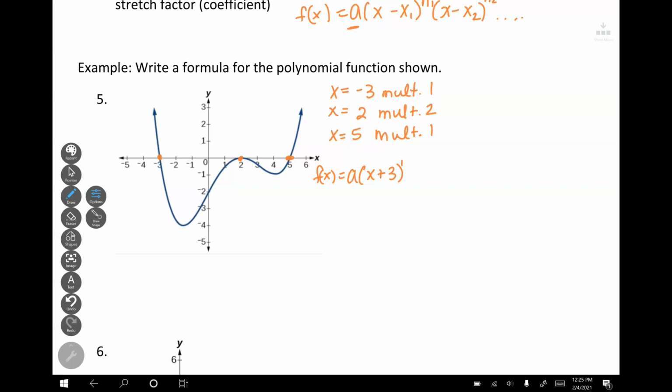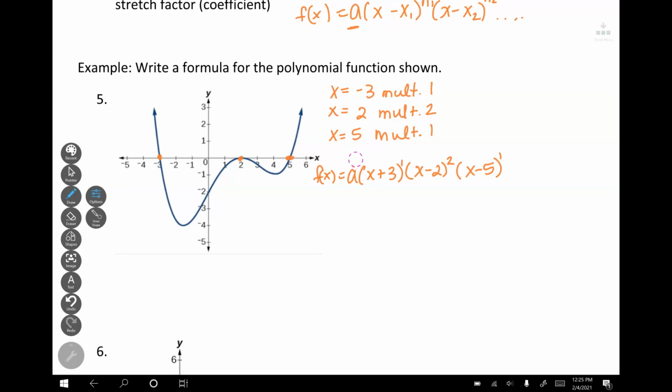We have that coefficient there that we don't know what it is yet. And then we have x minus 2 squared, since the multiplicity is 2. We have x minus 5 to the power of 1. All right, so that's my polynomial, except I don't know what the stretch factor is right here yet.